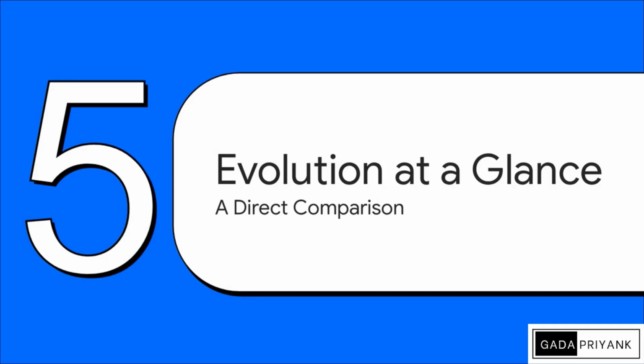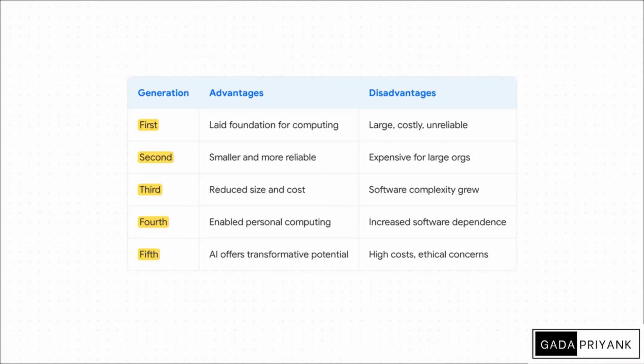Phew. Okay, so after that trip through all 5 generations, let's just pull the camera back and put it all side by side to see the big picture. Looking at it all together like this, you can see a really clear pattern, can't you? Each generation makes computers smaller, cheaper, and more powerful. But look at the other side. Every single step forward also brought new challenges with it, from tangled software to the really serious ethical questions we're grappling with today about AI.